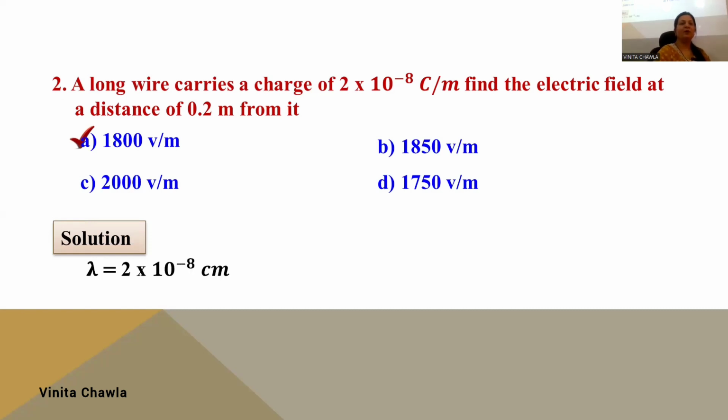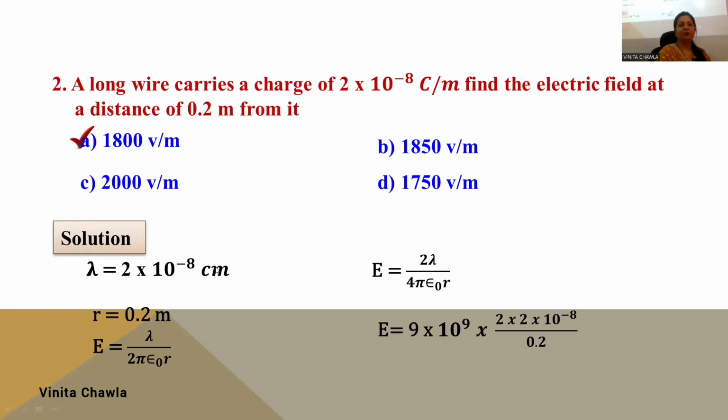Lambda is given, it is 2 into 10 power minus 8 coulomb per meter. This is coulomb per meter. And R is given, it's 0.2 meter. So we will put the values here in the formula of electric field intensity. Two lambda upon 4 pi epsilon naught. We have multiplied and divided by 2 because in this way we'll get 4 pi epsilon naught in the denominator, which we can solve easily because the value of 1 upon 4 pi epsilon naught we know, it's 9 times 10 power 9. So we can directly put this value here, and 2 into this lambda is 2 into 10 power minus 8 coulomb per meter, and R is 0.2.